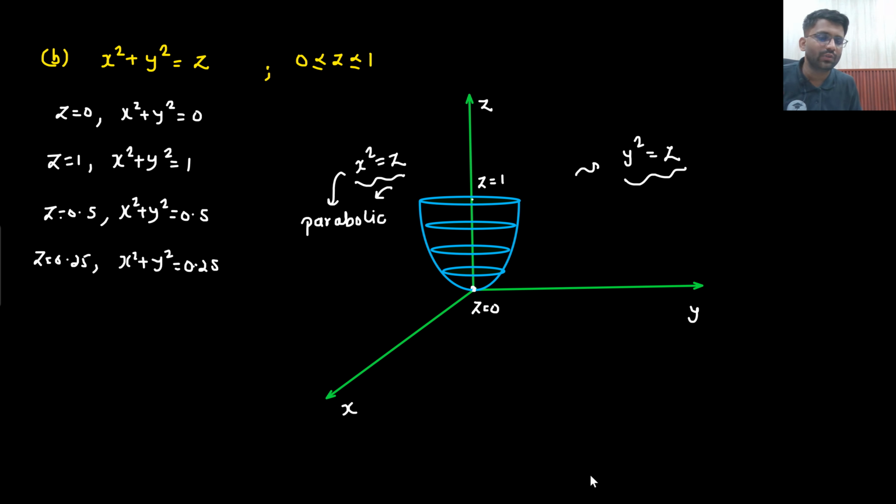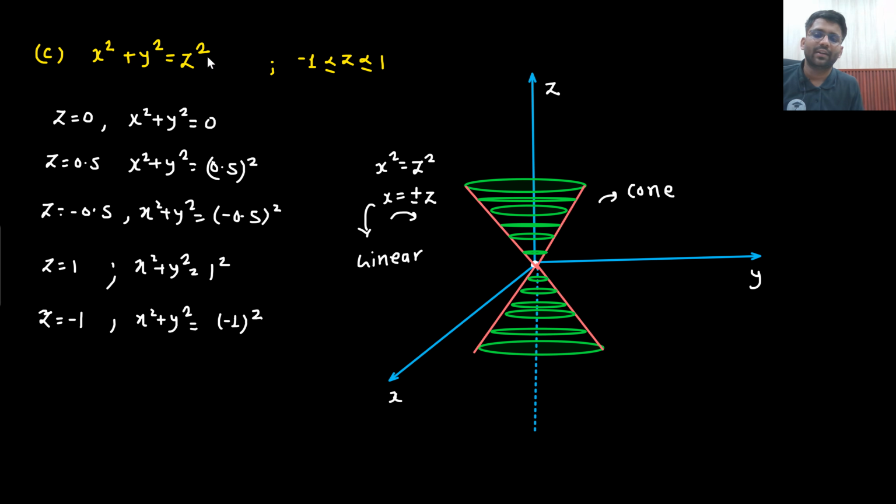So usually I have seen people remembering that x square plus y square equals z, then we get a parabolic kind of structure. If x square plus y square equals z square, then we will get a cone, or a linear structure. You have the reasoning clear, right? Because on the zx plane, if I put y equals 0, x equals plus minus z, that means I am getting a linear relation. Similarly here, if I go on this plane and put x equals 0, then I get z square equals y square, or z equals plus minus y. What does that mean? Z equals plus minus y means, again, it is a linear relation.